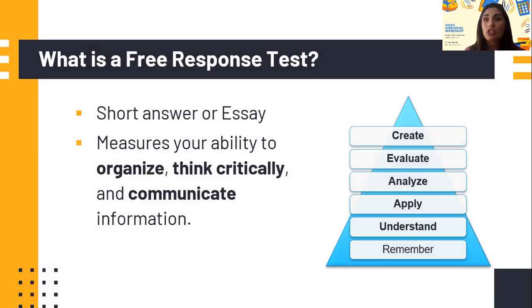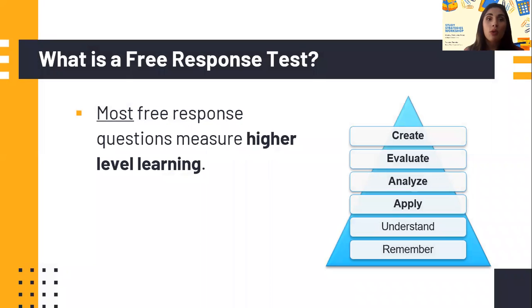And it really goes back to Bloom's taxonomy, which we see on the right. It's this pyramid with objectives. So remembering, understanding, applying, analyzing, evaluating, and creating. And most free response questions measure higher level learning. So these are usually on the pyramid, apply and above. You would typically read Bloom's taxonomy, this pyramid here, from the bottom up. So a free response test is likely going to ask you, if it is an essay type test, some of these higher level learning questions.